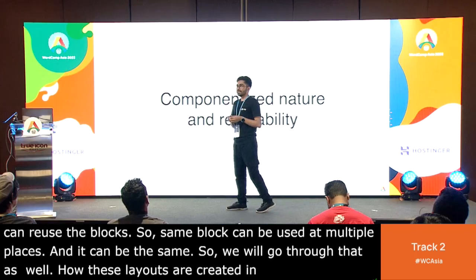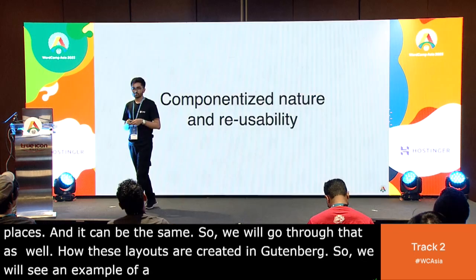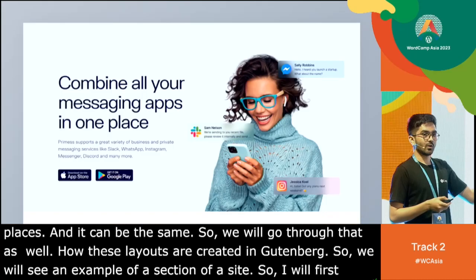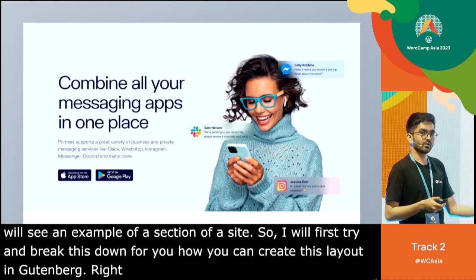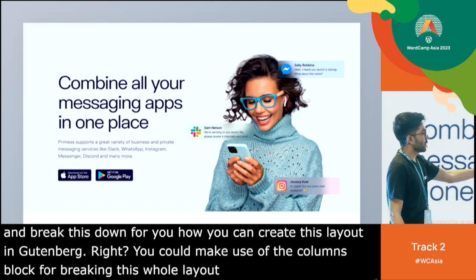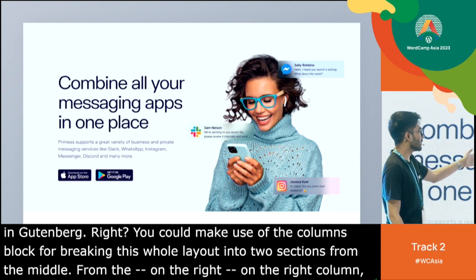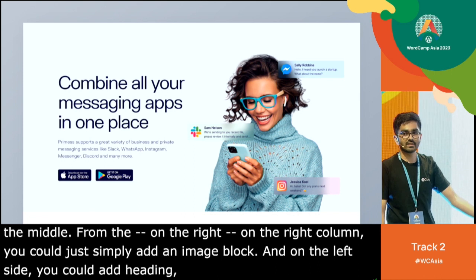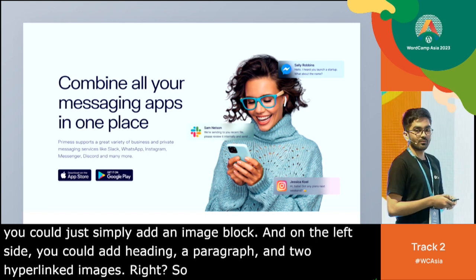So we will see an example of a hero section of a site. I will first try and break this down for you, how you can create this layout in Gutenberg, right? You could make use of the columns block for breaking this whole layout into two sections from the middle. On the right column, you could just simply add an image block. And on the left side, you could add a heading, a paragraph, and two hyperlinked images, right?